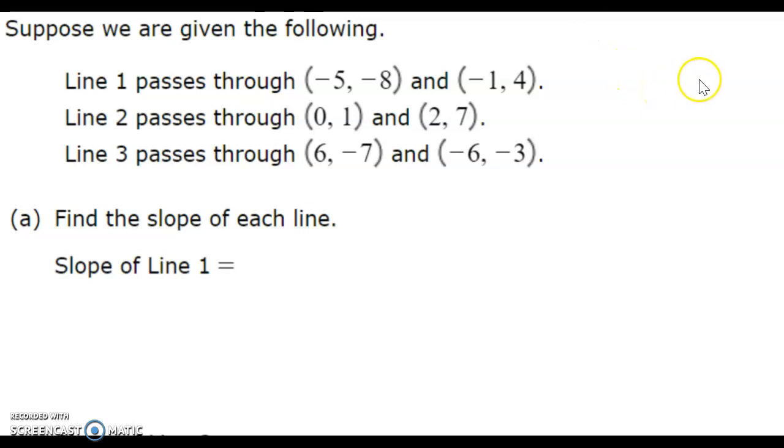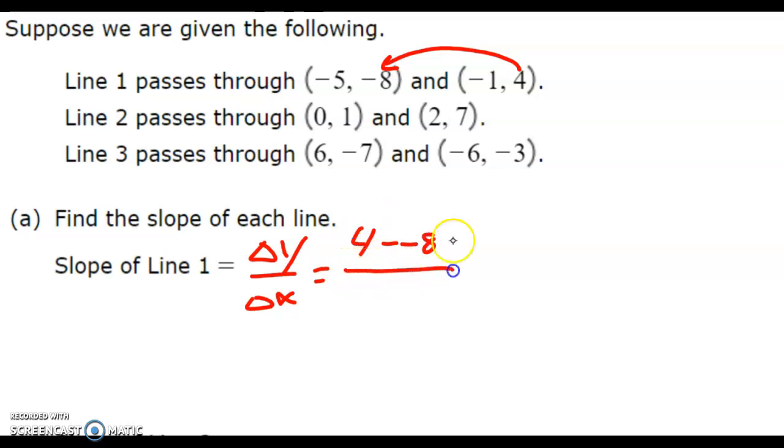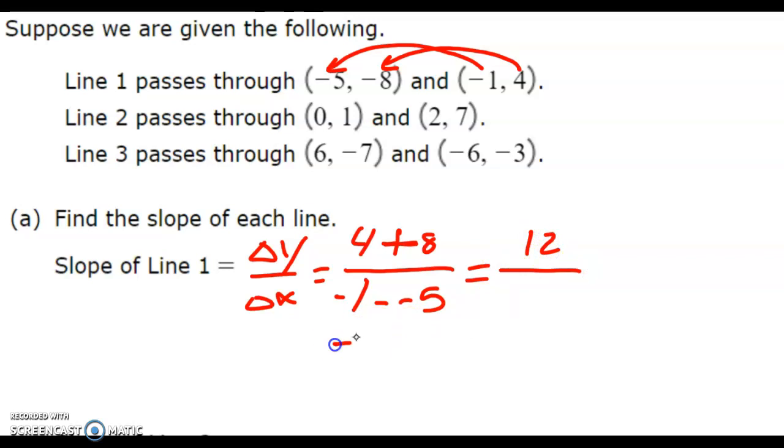You are finding the slope between these 3 points. So let's just talk about, remember, the change in y over the change in x. So for the first one, we're going to take one y, subtract the other, 4 minus negative 8, over the x, the same x as the first y, minus the other x, so negative 1 minus negative 5. Well, 4 minus negative 8 is adding, so 4 plus 8 is 12. And then negative 1 plus 5, after you switch those signs, is going to be 4. So you end up with 12 over 4.